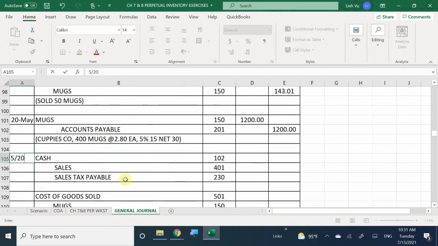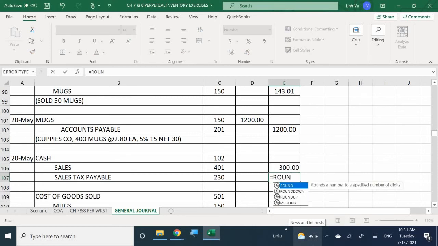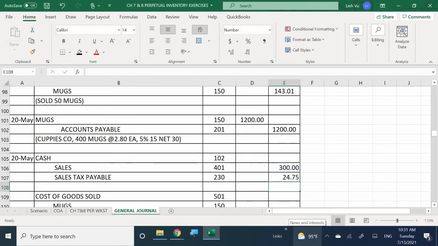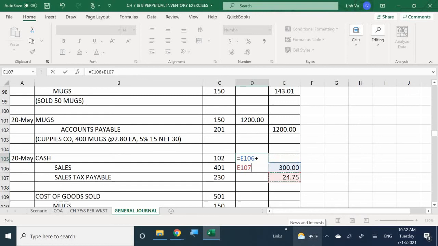This is 520. Okay. So in this case, I sold 30 mugs. So how much is my total sales? If I sold each at 300, okay? What's the tax that I'm going to be charged on top of this? 24.75. So in grand total, how much cash am I going to be receiving? 324.75. Okay.